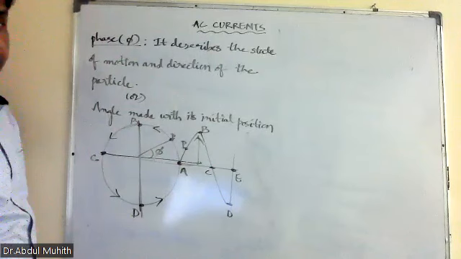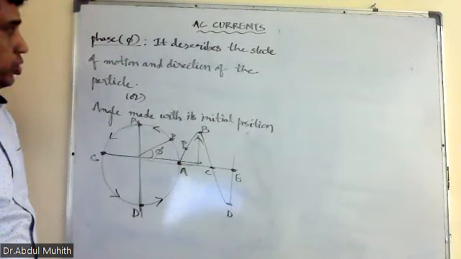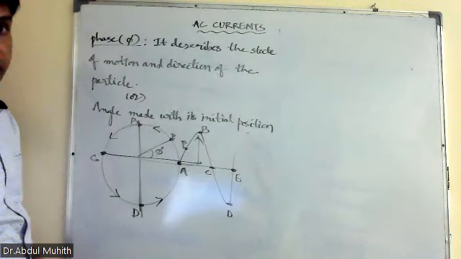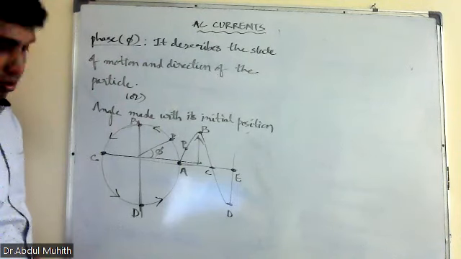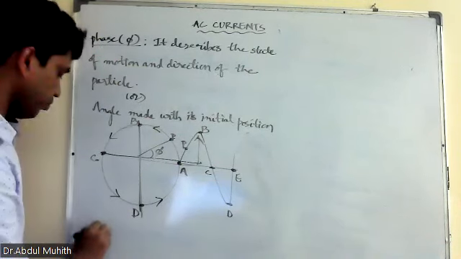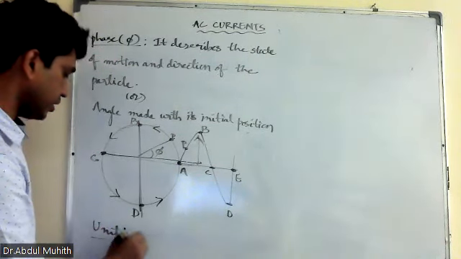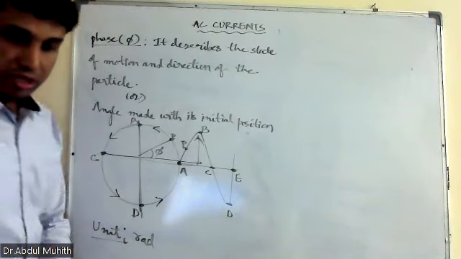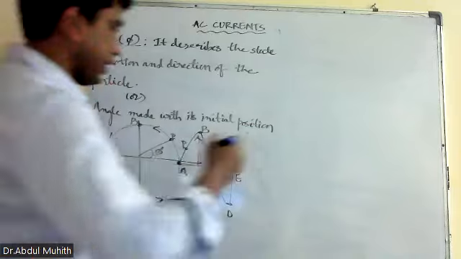The angle made with its initial position is said to be phase. Phase describes the state of motion and direction of the particle. Now, is that clear, all of you? And the unit of phase is measured in radians, not degrees.